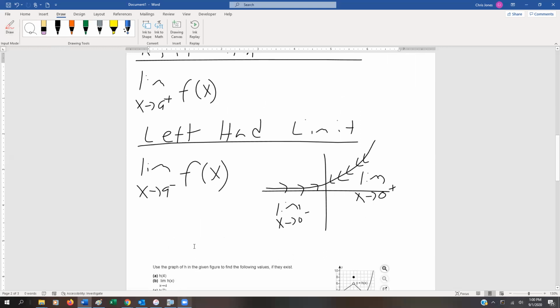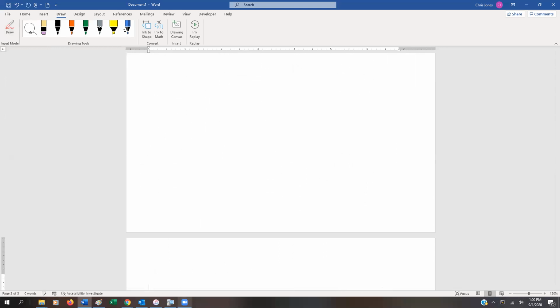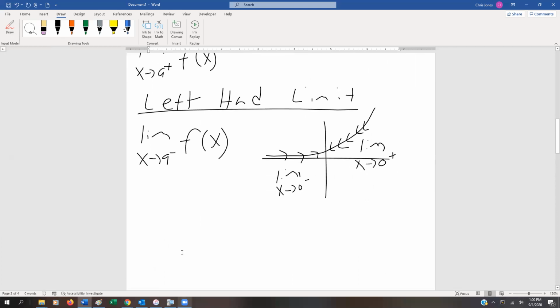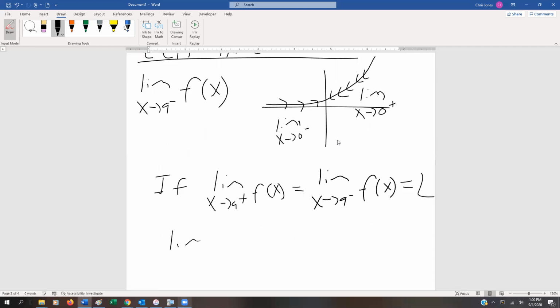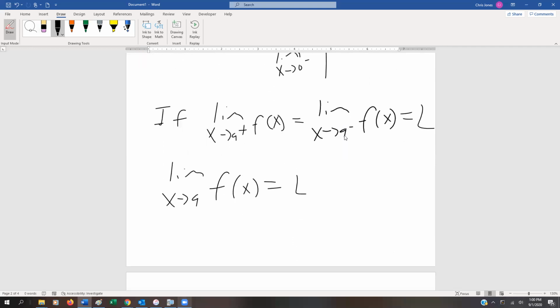One important concept of limits is that a limit exists if the left-hand and right-hand limits are the same. So if the lim as x approaches a from the right of some function f is equal to the lim as x approaches a from the left of f of x, and that's equal to some value L, where L is a real number, what that means is that the limit as x approaches a of f of x is also equal to L. And if they don't equal, that means that the limit does not exist.